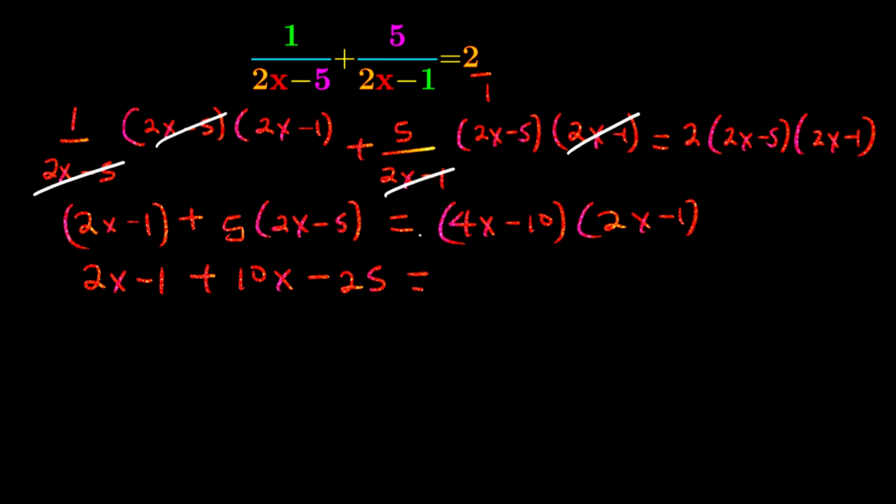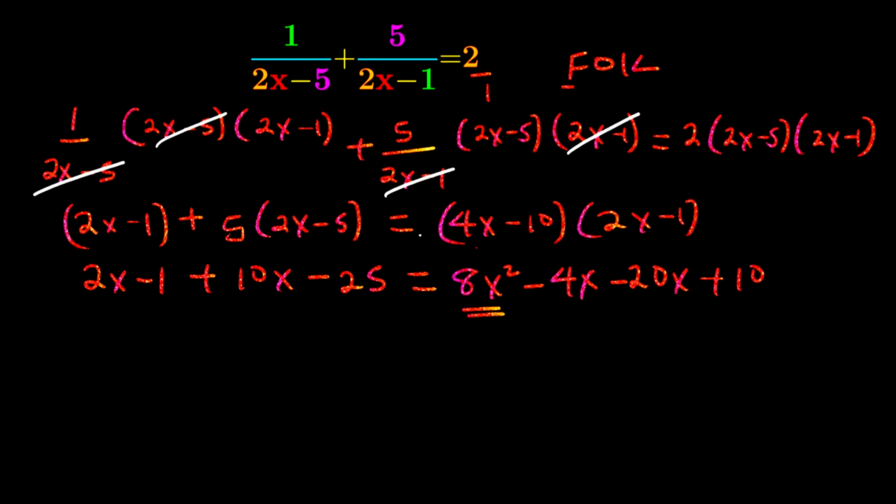And that will be equal to, we can now use FOIL to multiply the ones on the right hand side. So let us apply FOIL. We look at the first terms, that is 4x times 2x, and that will be 8x squared, plus the outer one, that is 4x times negative 1, that will be minus 4x, then the inner ones, negative 10 times 2x, that is minus 20x, and the last one, that is negative 10 and negative 1, which is just plus 10.